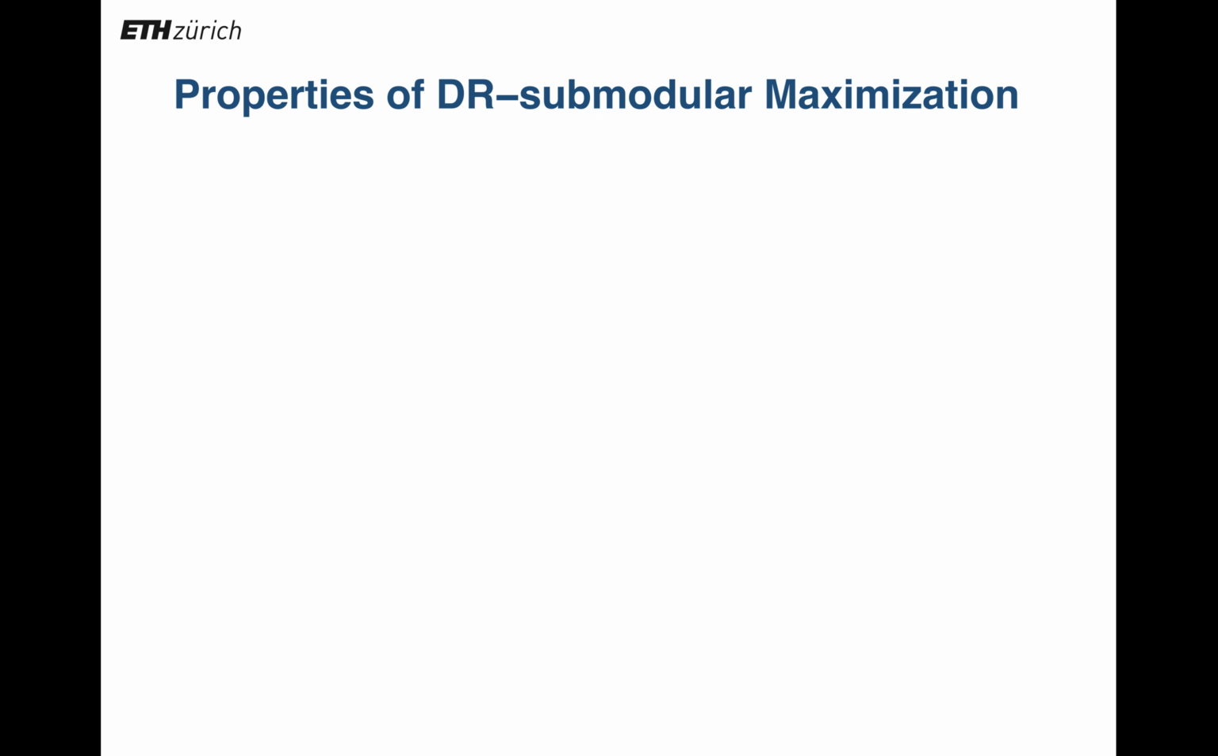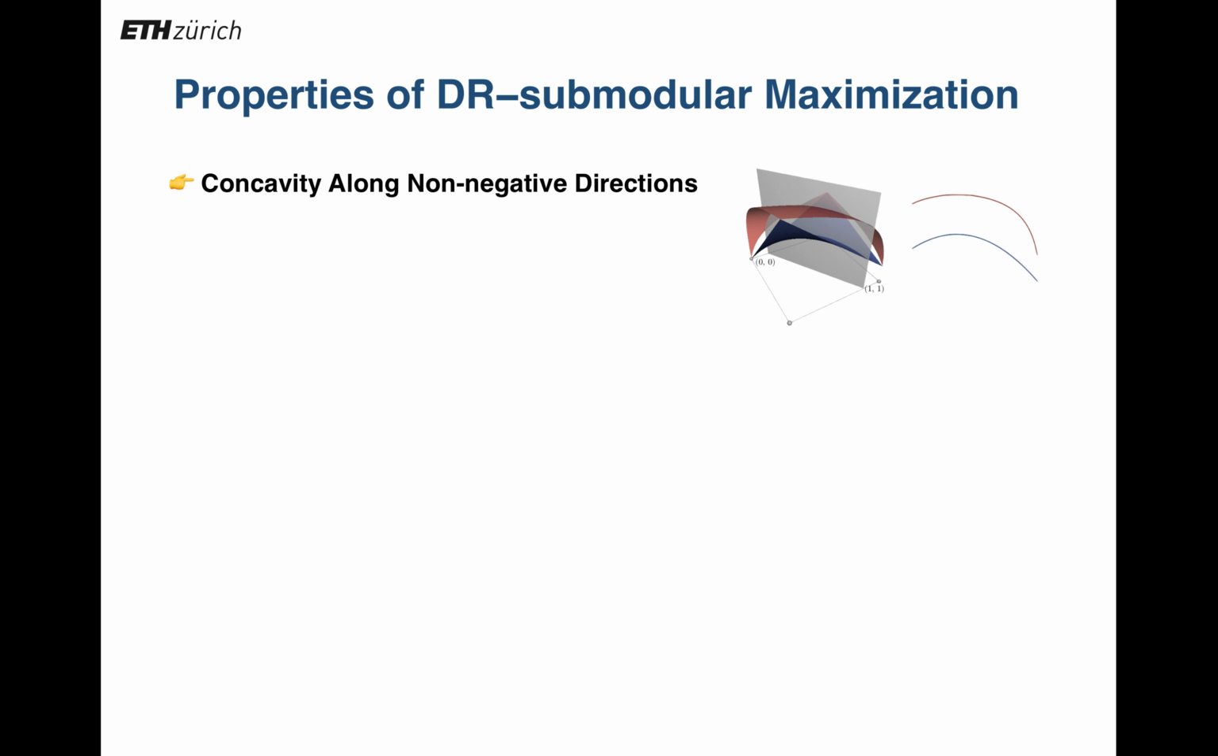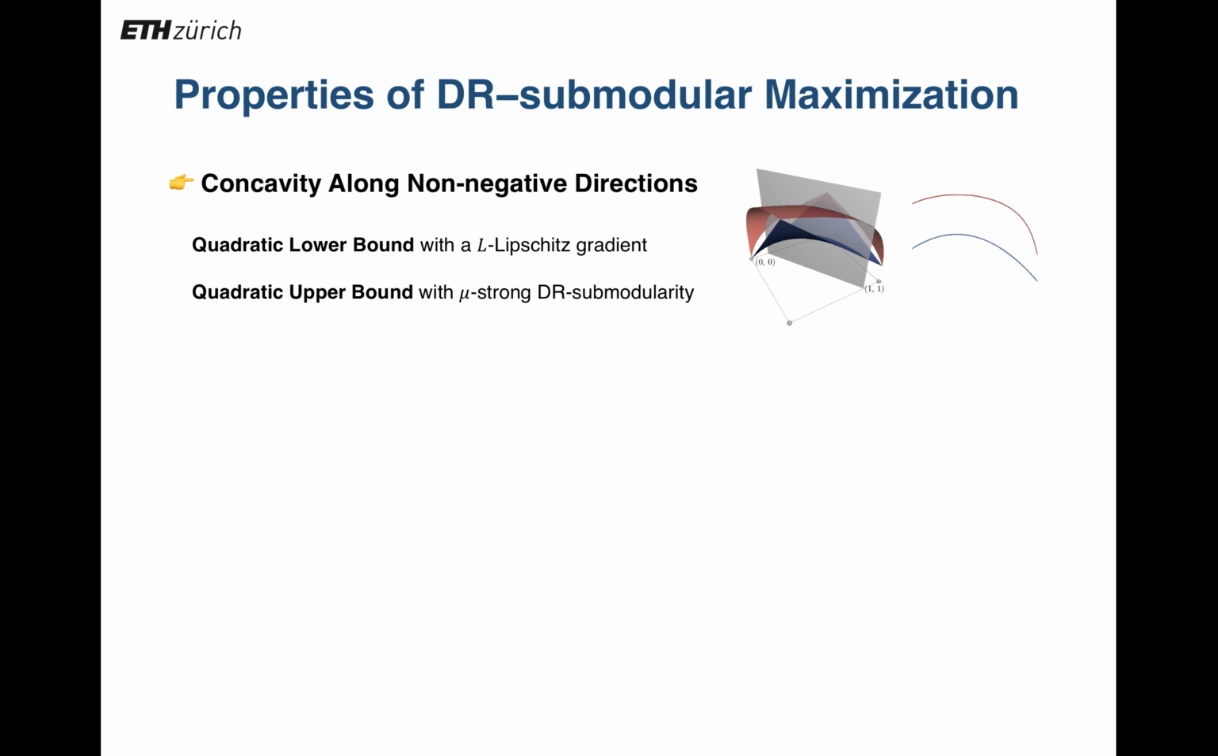For this general maximization problem, we first studied its properties and found a rich structure. First of all, any DR-submodular function is concave along non-negative directions. Combined with the L-Lipschitz gradient assumption, we can have a quadratic lower bound. With a mu-strongly DR-submodular assumption, we get a quadratic upper bound.